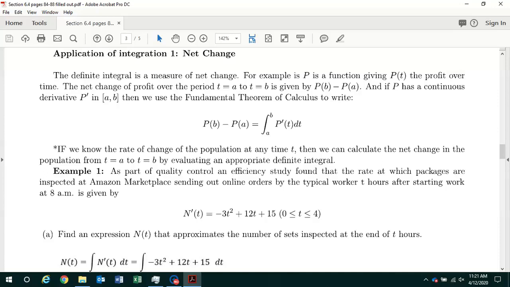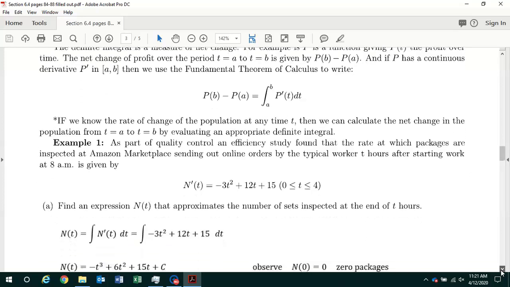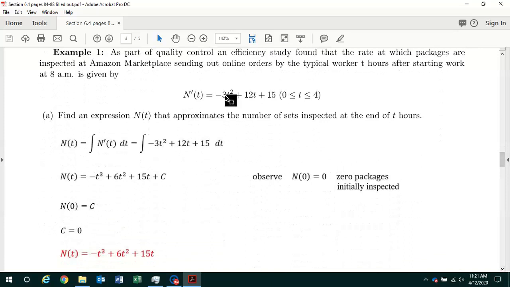All right, class. In this video, we continue our discussion of section 6.4 in your note packet on the fundamental theorem of calculus. And so we're going to be working some word problems starting with example 1 on page 86. And so we are given the following as part of quality control.